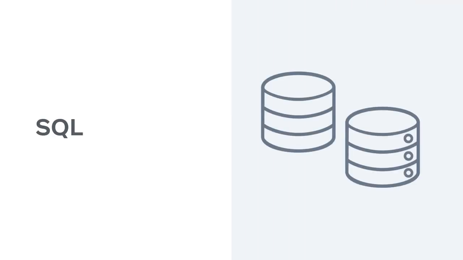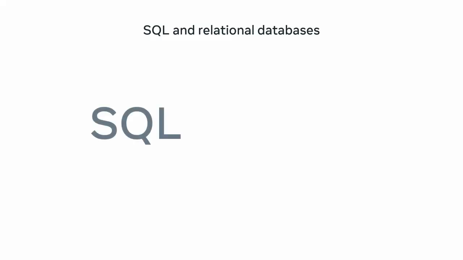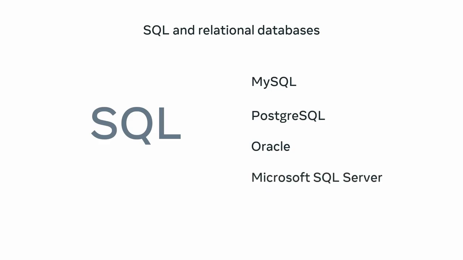SQL is a standard language that can be used with all databases. It's particularly useful when working with relational databases, which require a language that can interact with structured data. Some examples of relational databases that SQL can interact with include MySQL, PostgreSQL, Oracle, and Microsoft SQL Server. The next question this raises is, how does a database interpret, or read and execute, instructions given using SQL?